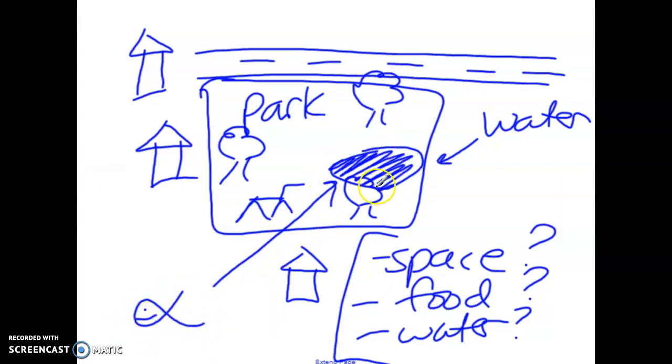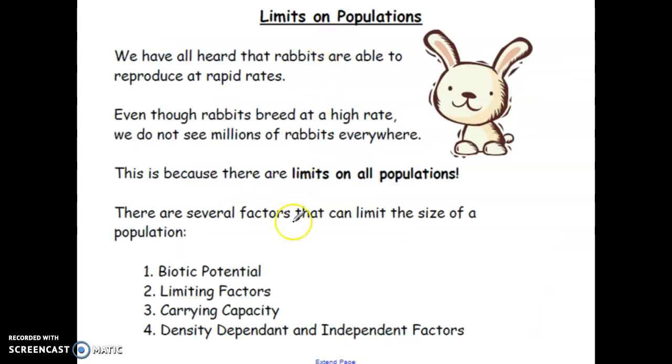There is a limit to how many fish can live within that pond. And for some of the same reasons, there's only a certain amount of space. Maybe there's only enough habitat for 50 fish. Maybe there's only enough food for 50 fish, right? So there is a limit to how many deer can live here, how many plants can grow here, and how many fish can live in this pond. So what we're going to be looking at here are some examples of limits on populations, and what are the scenarios that they would apply in.